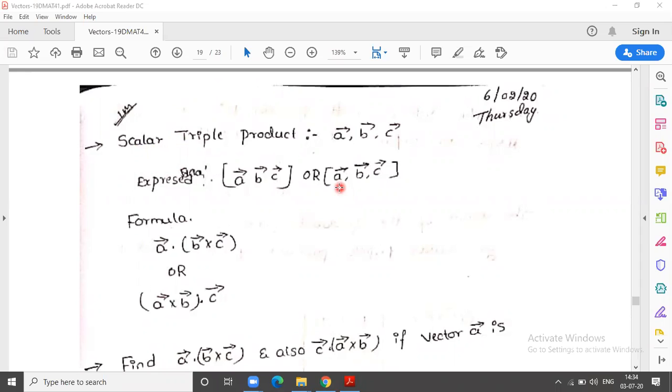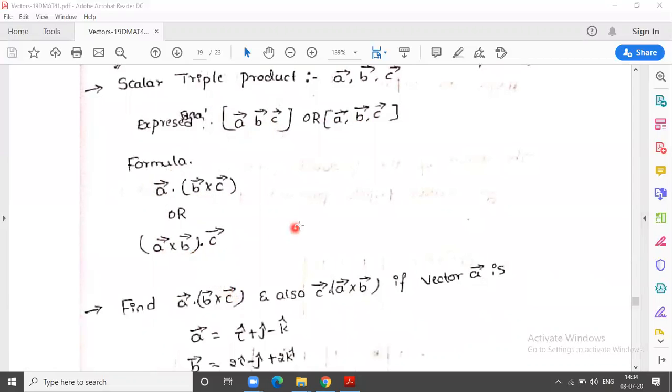The scalar triple product of three vectors is denoted by the square bracket of vector A, vector B, vector C. You may write a comma in between the vectors also. It is given by either A dot of vector B cross vector C, or you may define it as vector A cross vector B dot of vector C. First, I will go through the simple problems.